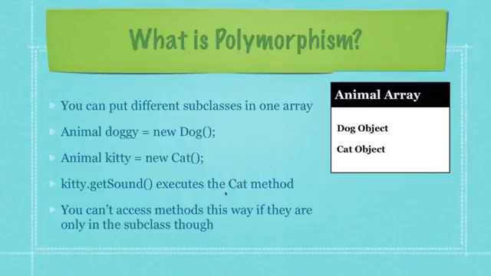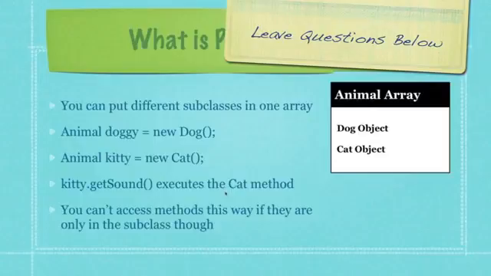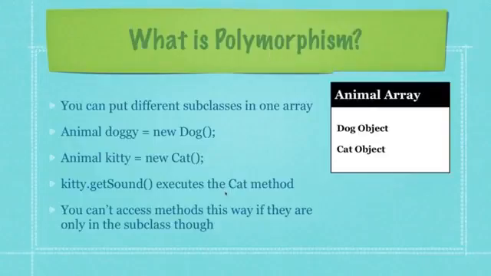Don't worry, if you don't get it, you will get it. Just remember always that you can't access methods this way if they are only in the subclass. And that is where abstract classes and abstract methods and interfaces come in. So let's jump into the code.